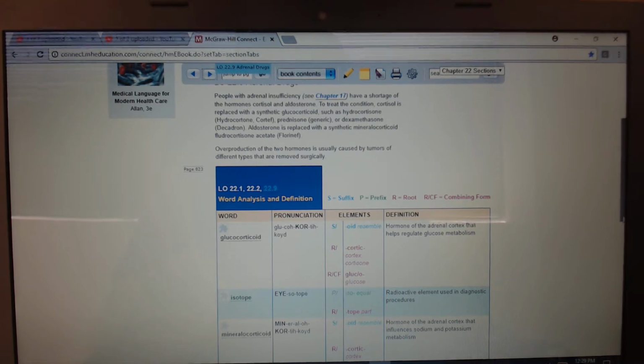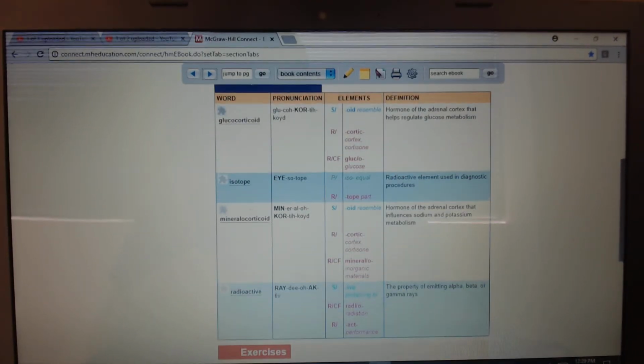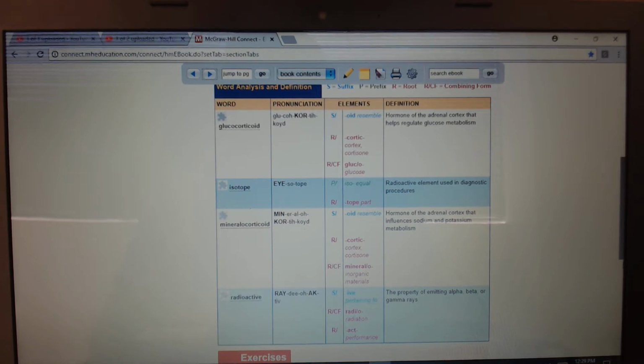Okay, in our word bank: glucocorticoid, cortic means cortex or cortisone, gluco means glucose, hormone of the adrenal cortex that regulates glucose metabolism. Isotope, tope is part, radioactive element used in diagnostic procedures. Mineralocorticoid, mineral is inorganic materials. Cortic, cortex or cortisone, hormone of the adrenal cortex that influences sodium and potassium metabolism. And then radioactive, radio means radiation, act is performance, the property of emitting alpha, beta, or gamma rays.